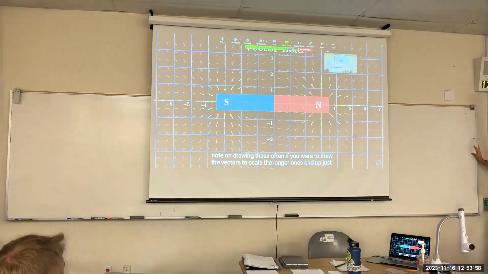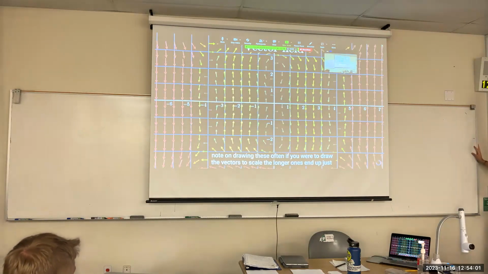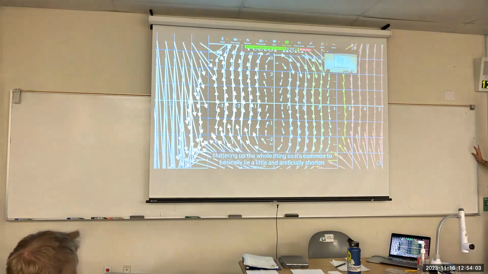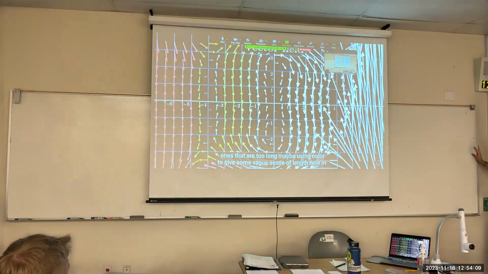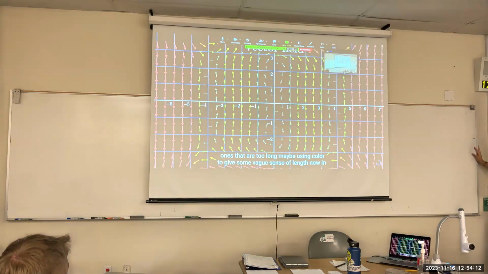Quick note on drawing these, often if you were to draw the vectors to scale, the longer ones end up just cluttering up the whole thing. So it's common to basically lie a little and artificially shorten ones that are too long, maybe using color to give some vague sense of length.